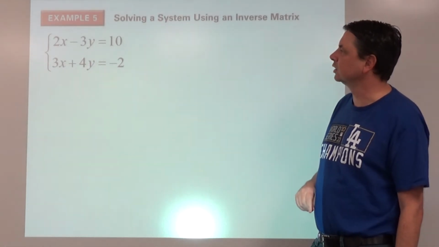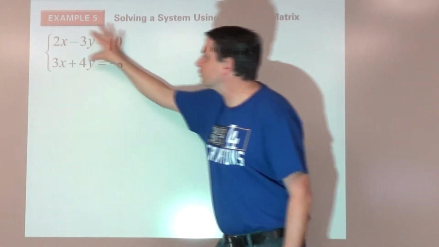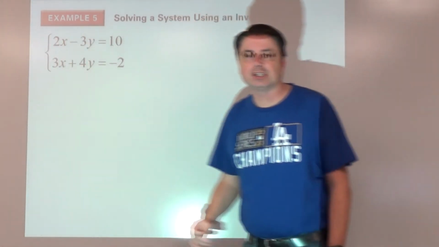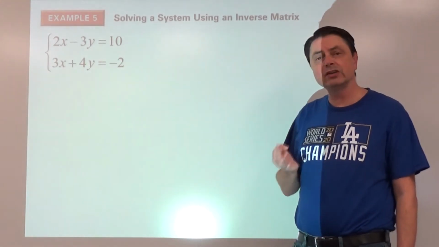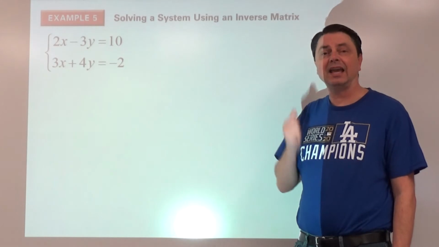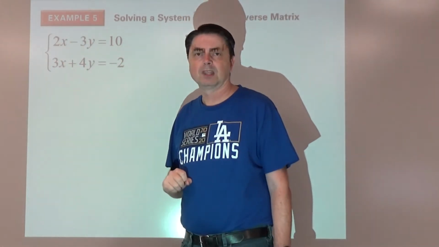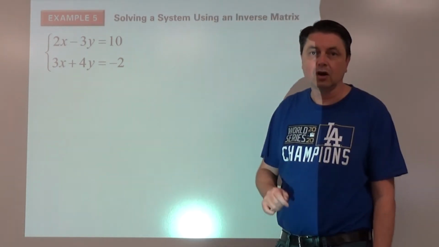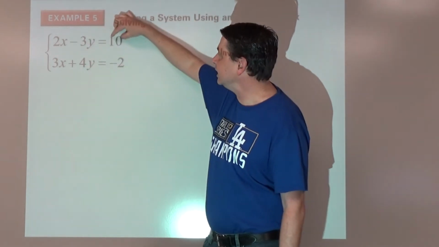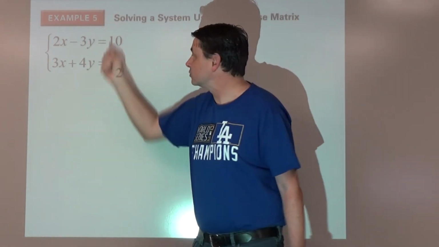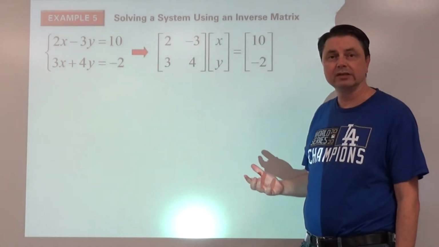Let's take a look at what that looks like. Let's do it in a 2 by 2. So we're going to rewrite our system of equations into matrices, but not as an augmented matrix. It's essentially 3 separate matrices. A matrix for the coefficients, that's 2, negative 3, 3, 4, multiplied by our variable matrix, X and Y stacked, and then equals our solution matrix, 10, negative 2. So that's how the matrix equation sets up.